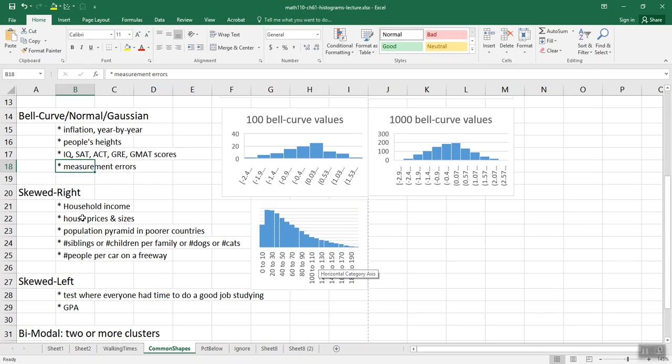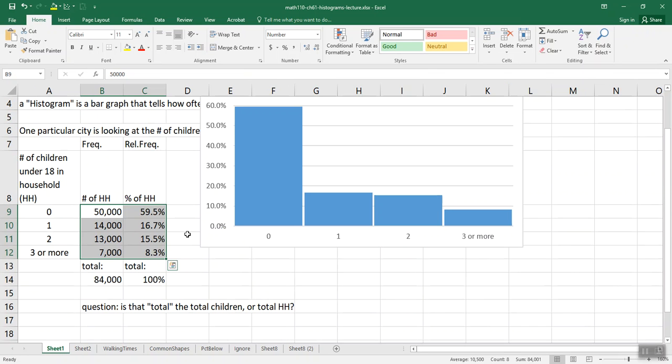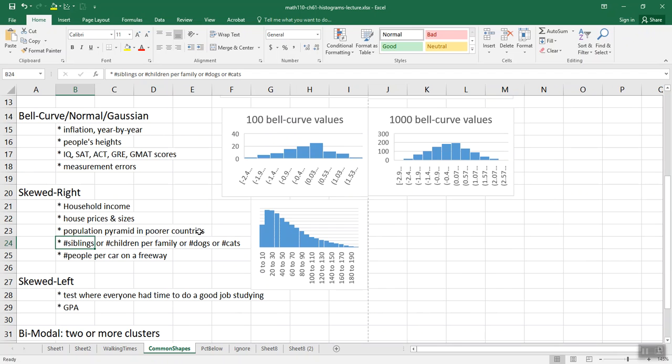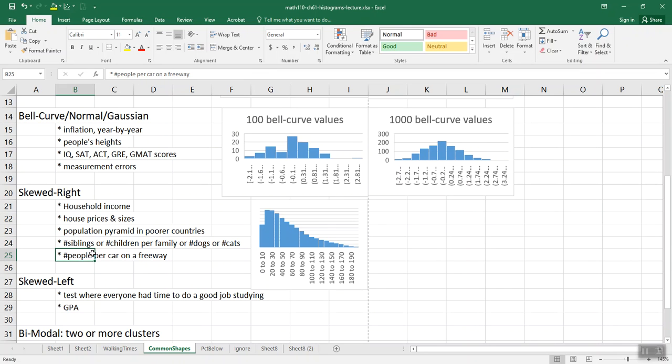Then we saw some skewed right distributions, and I guess we saw these. The number of children in a household had a skewed right distribution on the very first sheet, way back here. The number of people per car on the freeway, there's lots of cars that have only one person in them. Only a few cars have 2 or 3 or 4 people, so that's also right skewed. And here's our household income distribution that we've been using.